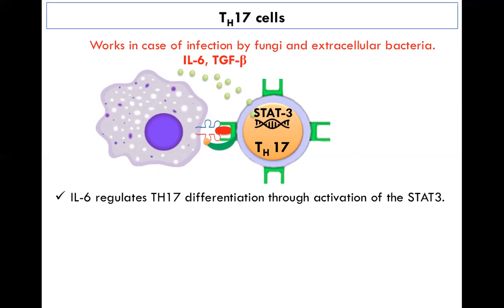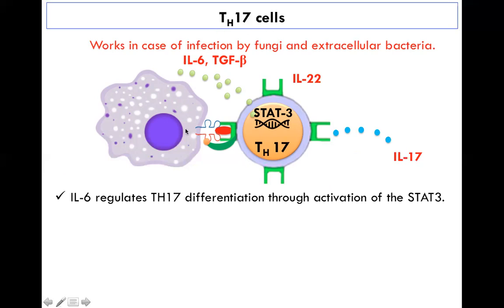And it does the differentiation of TH17 cells. How does it do the differentiation? Via activation of STAT3. So that's what we have learned. And after the activation of STAT3, of course, they will release certain kinds of cytokines. The releasing cytokine is IL-17, and there's another cytokine, IL-22. Because they found that this subset releases interleukin 17, that's why it was given the name TH17 cells.